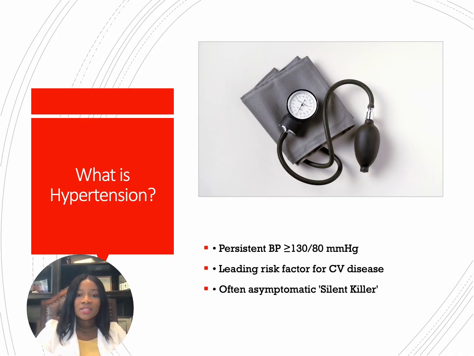So hypertension is defined as a persistent blood pressure of 130 over 80 or higher. It is one of the leading risk factors for cardiovascular disease, stroke, and kidney failure. Many patients are asymptomatic, which is why it is often called the silent killer. So you always need to remember, lack of symptoms does not mean lack of disease.